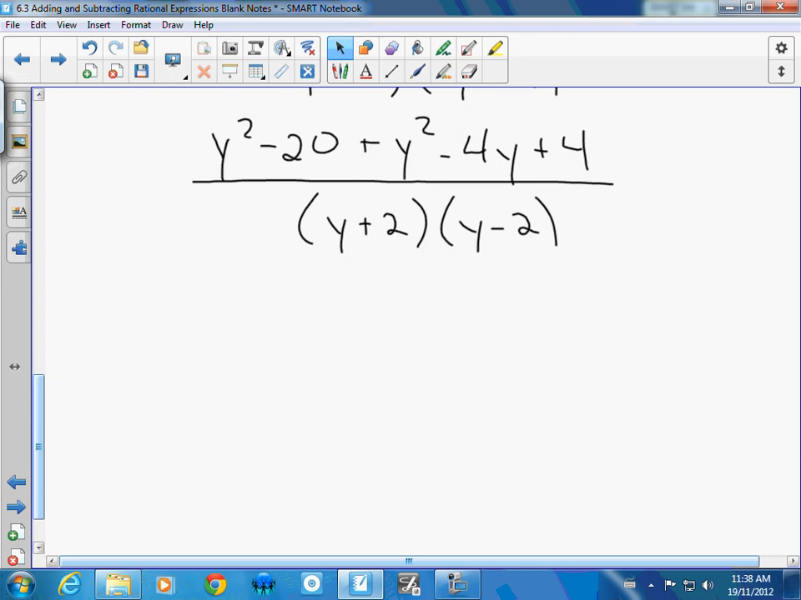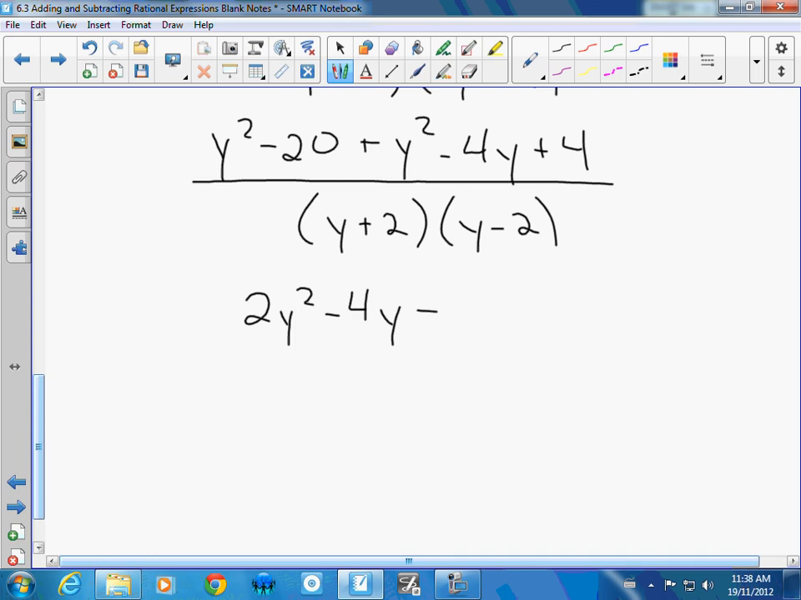C-L-T. Collect like terms. Is this the same rules that you learned in grade 9? Yeah, we did this in grade 9 when we taught polynomials, right? Okay, so what do we get here? So what's y squared and y squared? 2y squared minus 4y minus 16, all over top of y plus 2, y minus 2.